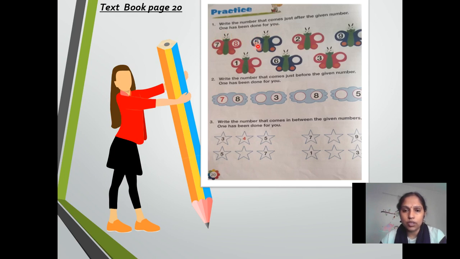What is the number given here? 5. 5 is given. Can you see? Yes. Now in this side you have to write the number that comes after 5. What comes after 5? Pretty easy. Yeah, write quickly. 6.